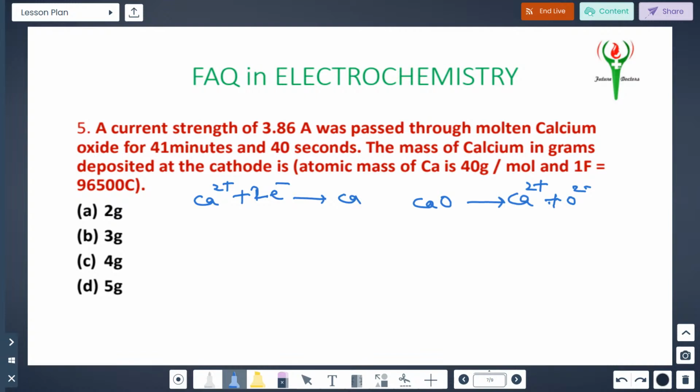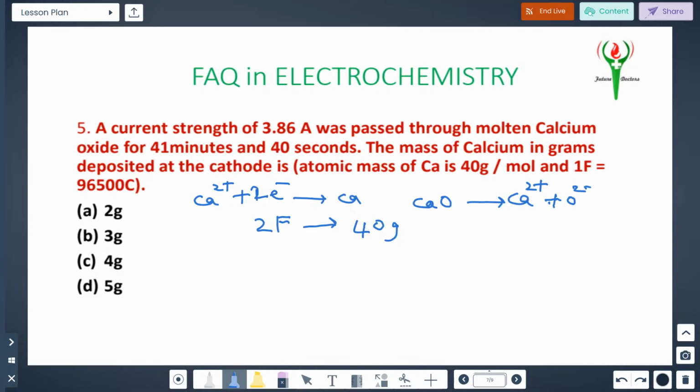Understood? 2 electrons means what? It requires 2 Faraday. We are comparing: 1 electron means 1 Faraday, 2 electrons means 2 Faraday. If you pass 2 Faraday, how much is deposited? 1 mole of calcium is deposited, which is nothing but the atomic mass. If you pass 2 Faraday, 40 gram of calcium is deposited.